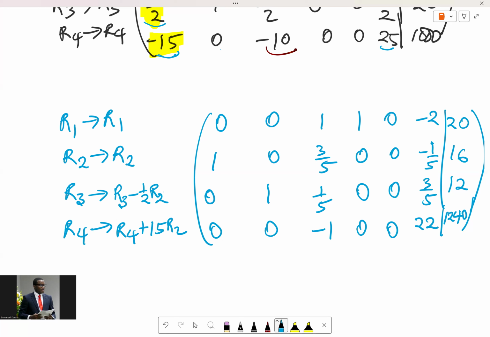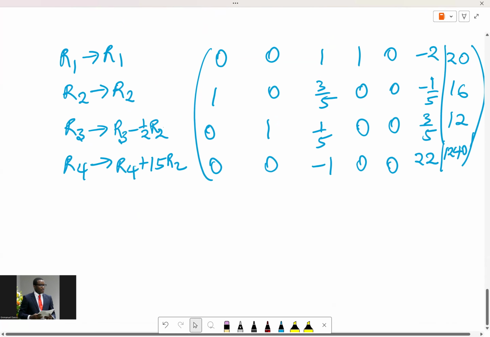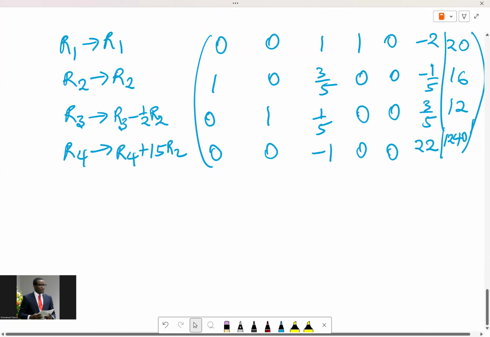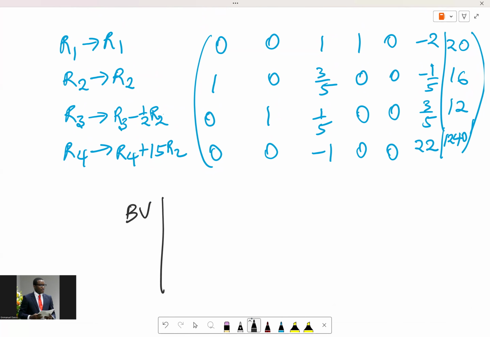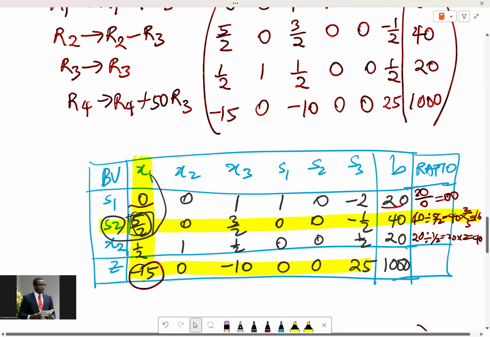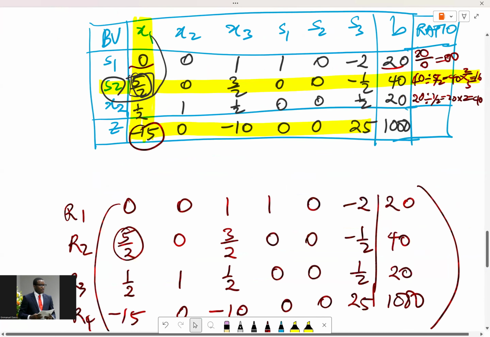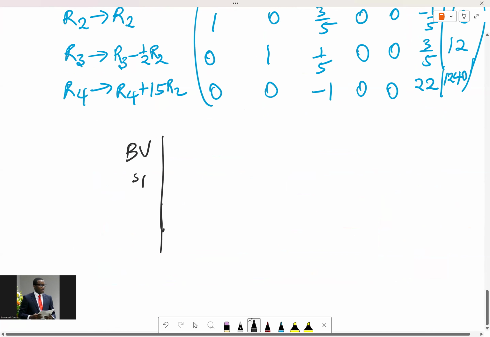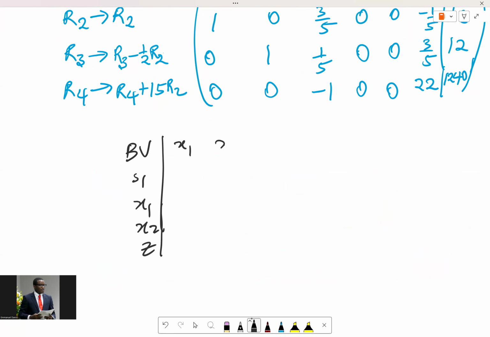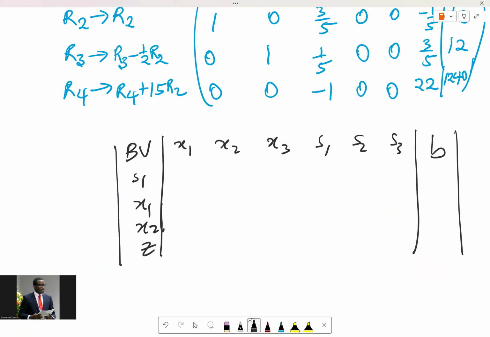But in this case, we have the luxury because it's an explanation, we have to make the point properly. So here we have BV, the basic variable. Now, don't forget that X1 is coming to replace S2. So we have S1, X1, X2. Then we have Z. So we have X1, X2, X3, S1, S2, S3. And we have that B.